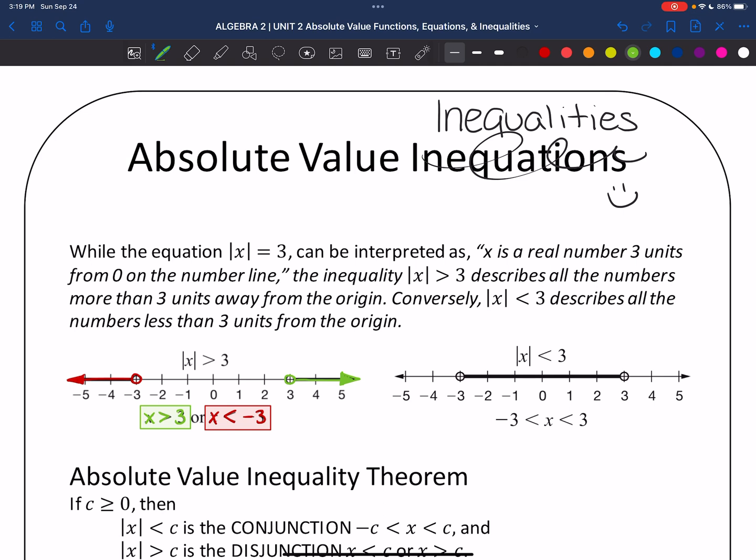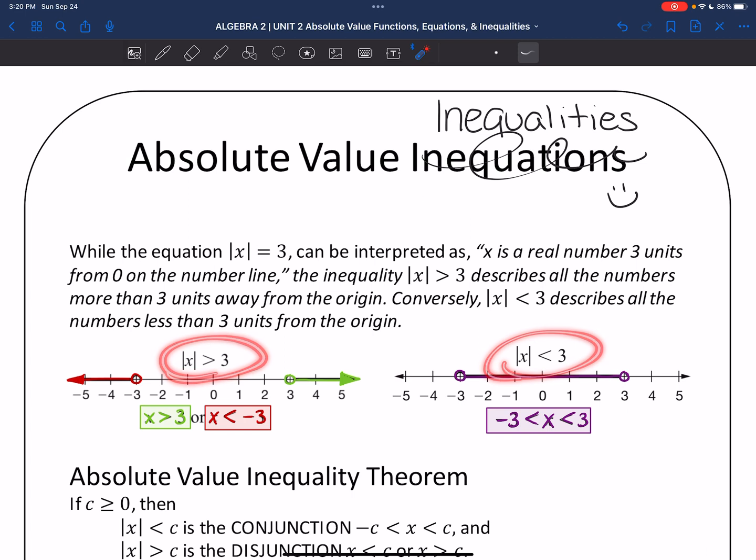And then what's really fascinating here is to see this example next to it, because next to it we have all the numbers that are less than 3 units away from the origin. That's going to be this whole area right here on our number line between -3 and 3. Those are the values x between -3 and 3. So what we see here is an inequality. We're starting with an inequality statement, we see it graphed, and then we can see how the solution set is described.